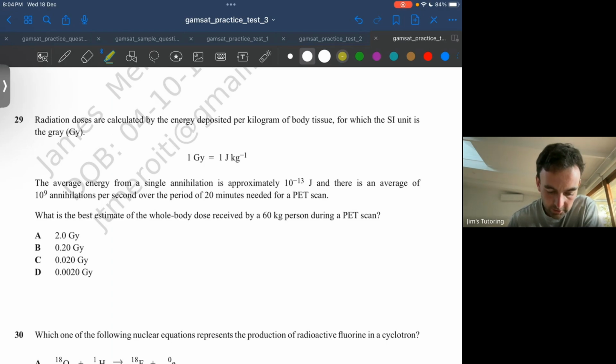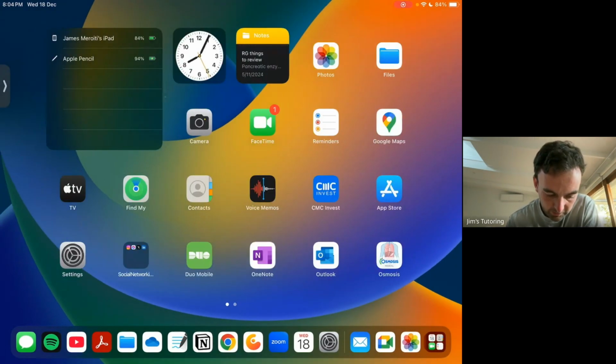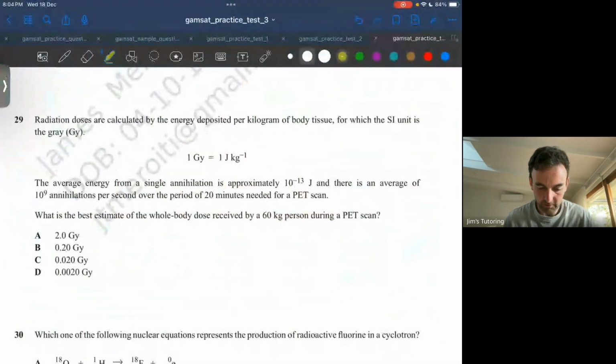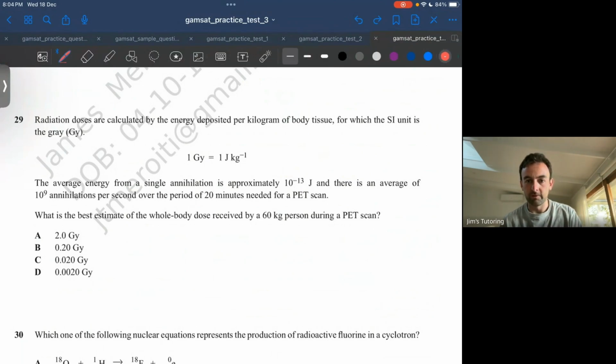Okay, well, I'll just quickly check what's going on with my pencil. Hang on. It says it's charged up. I don't know what's going on. Okay, it's back. Phew, crisis averted. I would have had no idea what to do if that died.